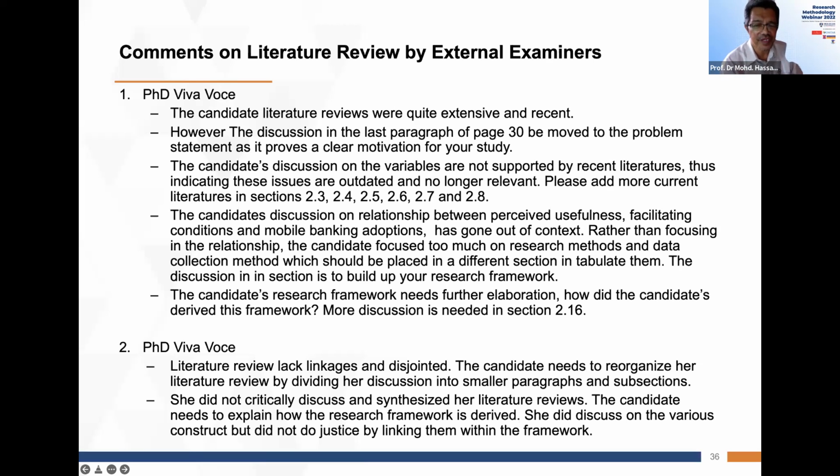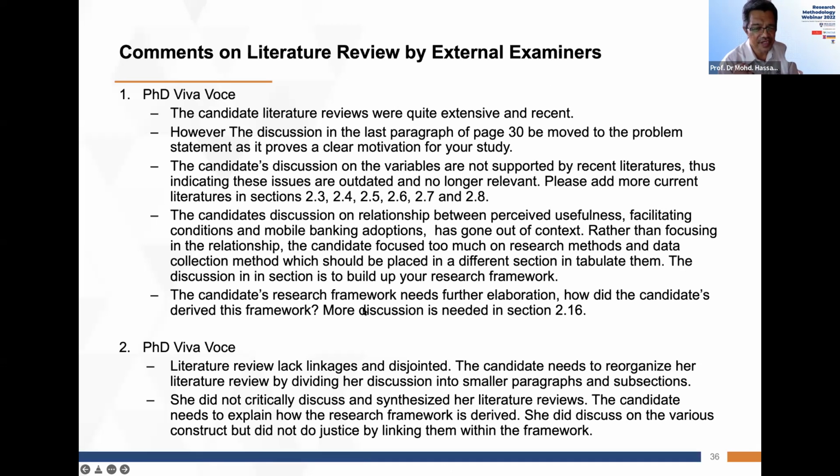So basically, before you come up with your research framework, you must start the discussion about the variables themselves, or there must be some discussion on the theoretical framework. Whereas this particular candidate was talking about methods used. So it was out of place, and it should have been discussed later after you have built up the research framework. And the final part is that the candidate's research framework needs further elaboration.